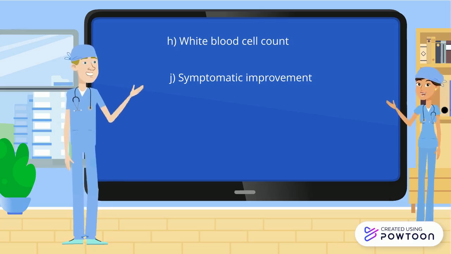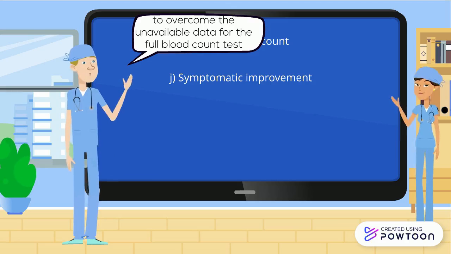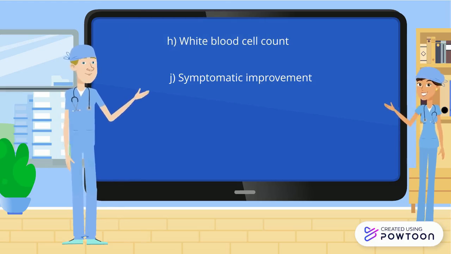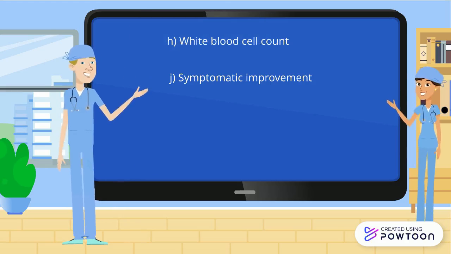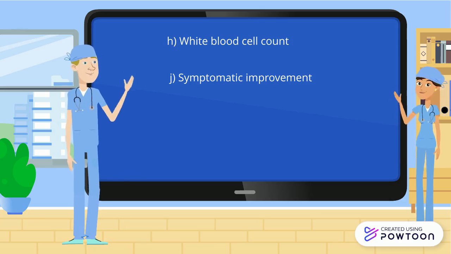Lastly, the plan is to overcome the unavailable data of the full blood count test. We will need to conduct the full blood count to check the level of white blood cells to determine whether the infection has resolved or not. Other than that, is to conduct the culture and sensitivity test once again to check the presence of bacteria.